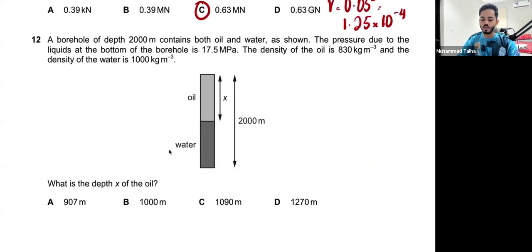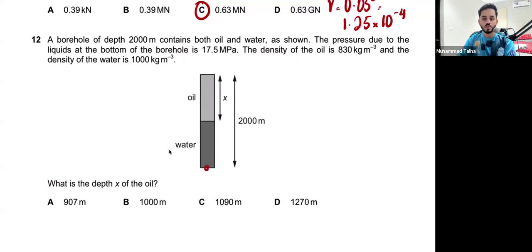Question number 12: a borehole of depth 2000 meters contains both oil and water as shown. The pressure due to the liquids at the bottom of the borehole is this much, and it's basically two liquids sitting on top of one another. If you remember, how we do this is we add the pressures because of both of these liquids because of their depths. The reason is pretty simple: it's both of their weights which are acting at the bottom, so that's why we add the pressures.